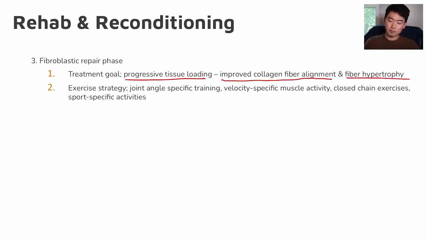And with exercises, a couple of different things here. Joint angle specific training, so training and prescribing exercises in certain joint angles that's functional for the athlete is going to be crucial here. Velocity specific muscle activity, are we focusing more on decelerating, accelerating? Where are their deficits? How can we prevent re-injury is going to be fundamental in thinking about velocity specific exercises there. Closed chain exercises and sport specific activities at this phase.